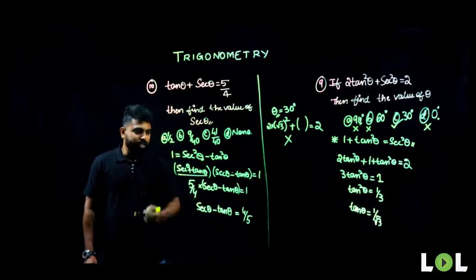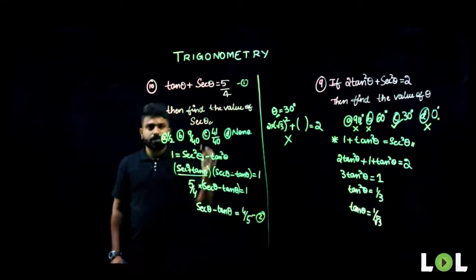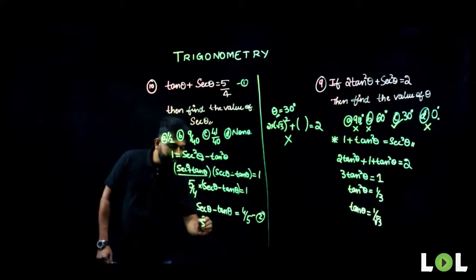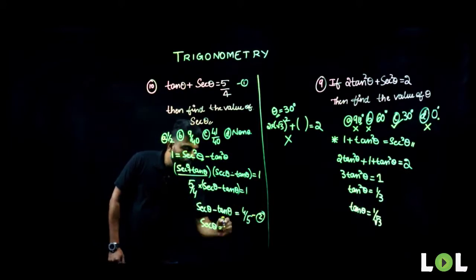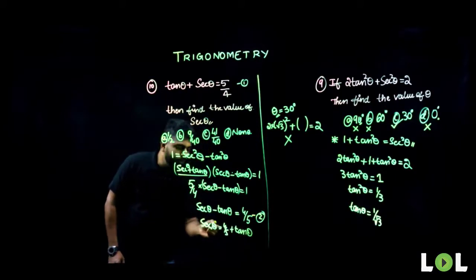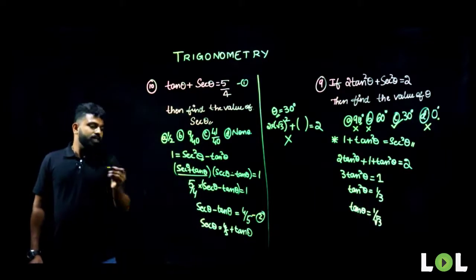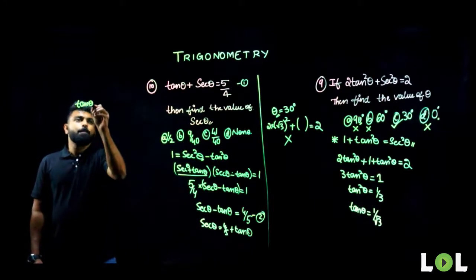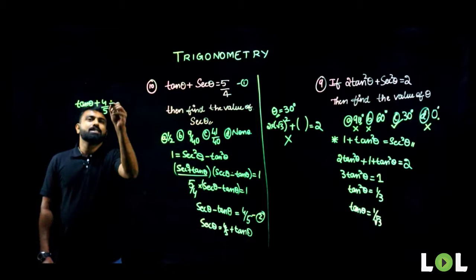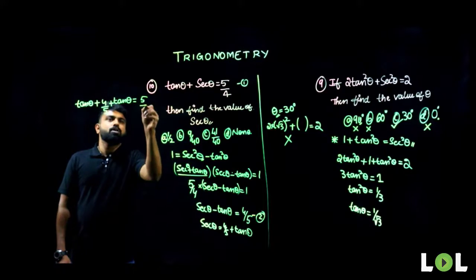I can do it in two ways. The first thing is considering this to be my equation 2 and this to be my equation 1. Now if I solve for these two, I'll get an answer. Or what I can do, I can write my secant theta as 4 by 5 plus tan theta. Now I can substitute the value of secant theta in this equation here. So what will I get? Tan theta is nothing but tan theta only, plus what is the value of secant theta? 4 by 5 plus tan theta, and that will be equal to 5 by 4.